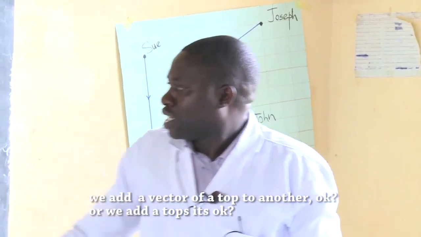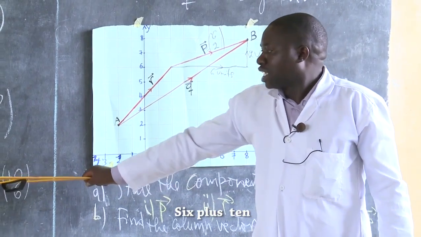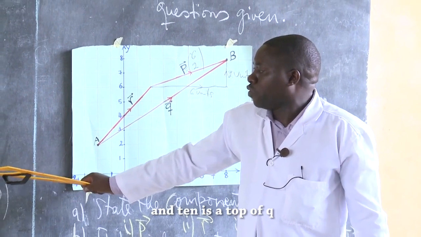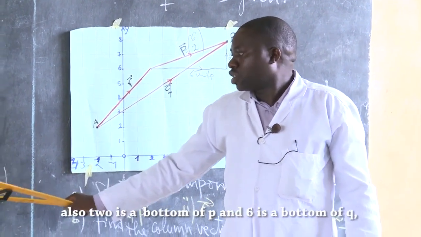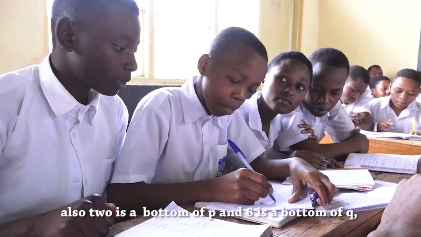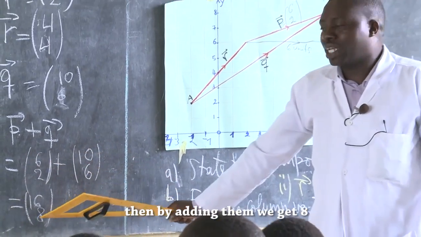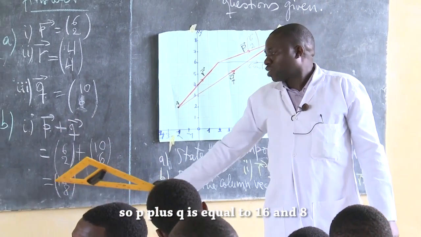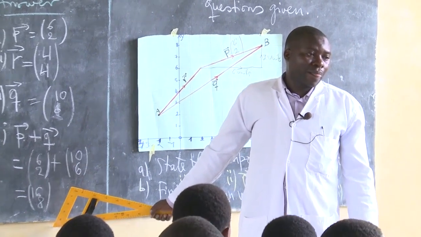The reason why 6 plus 10: 6 is the top of P, and 10 is the top of Q. By adding them, we get 16. Also 2 is the bottom of P, and 6 is the bottom of Q. Do you agree? Then by adding them, we get 8. It's okay? Yes. So P plus Q is equal to 16 and 8.